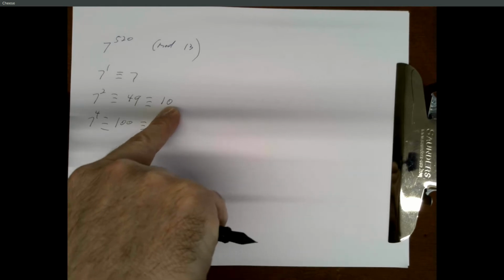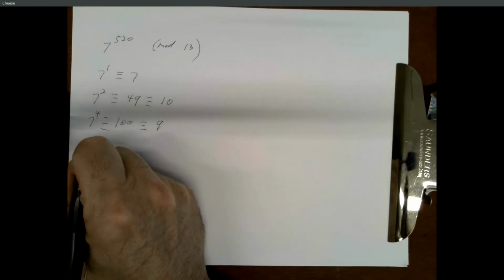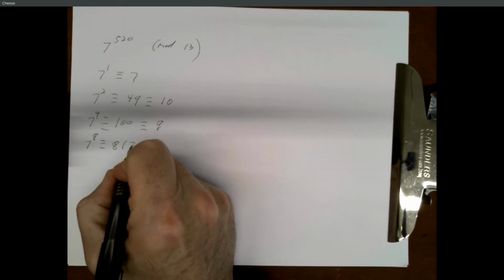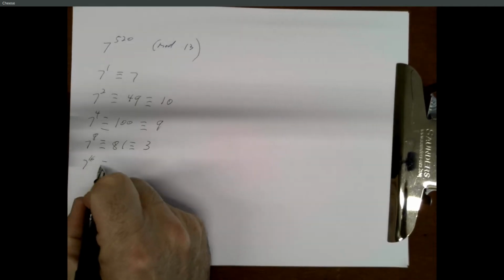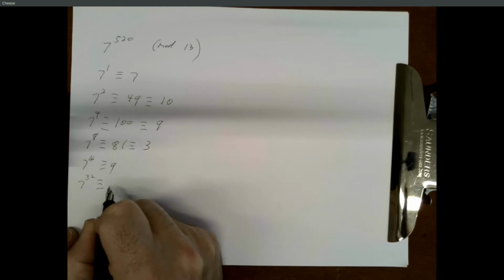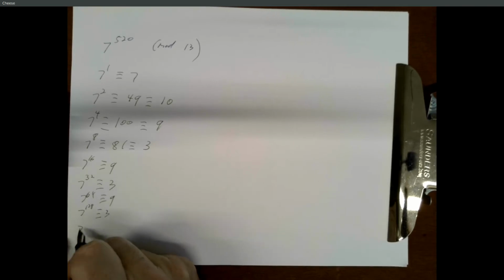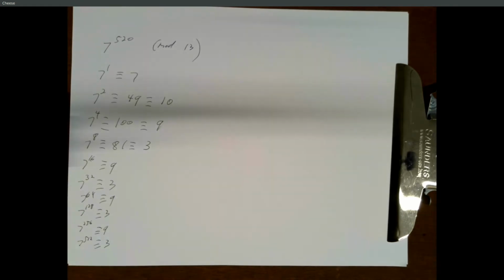All right. So one way to do that is 10 is also congruent to minus 3, and minus 3 squared is 9. All right. So 7 to the 8th is what? 81, which becomes 3. The next one's 9. So now we've got a pattern. And we can stop there, which is good because we're out of paper.